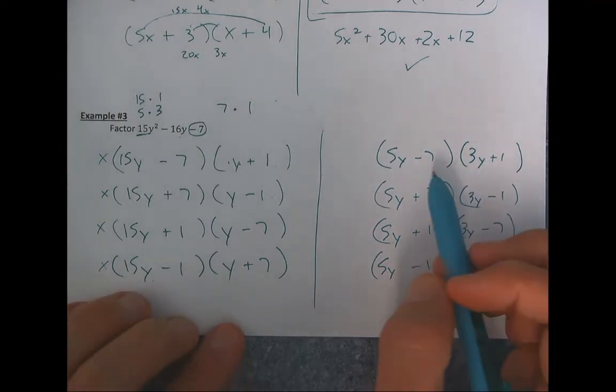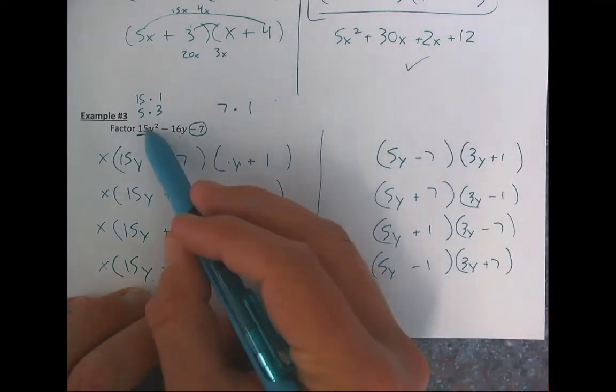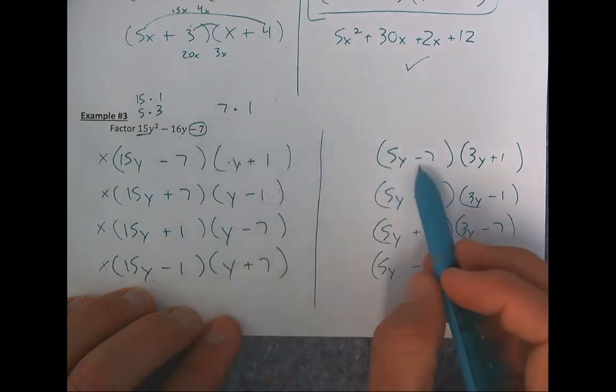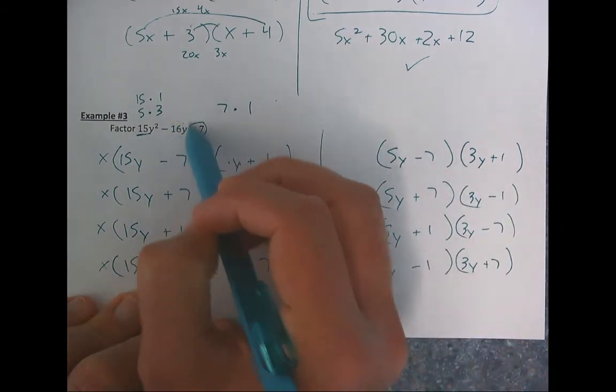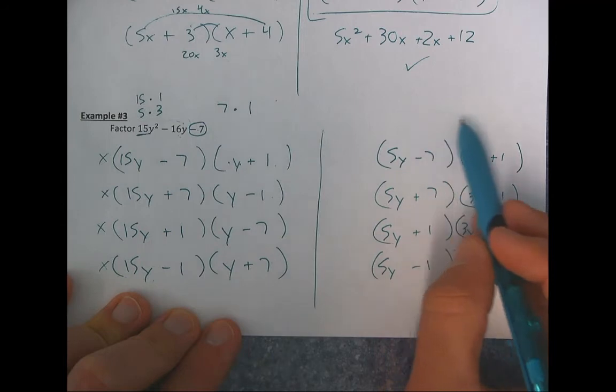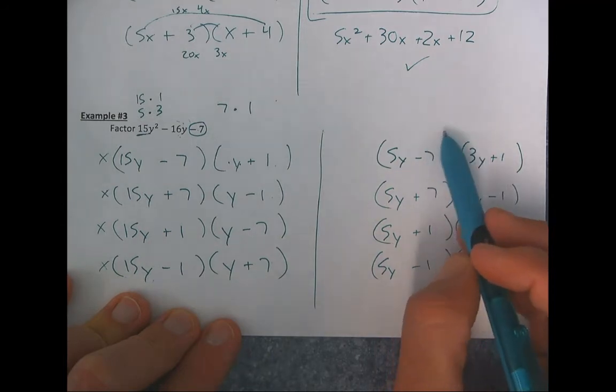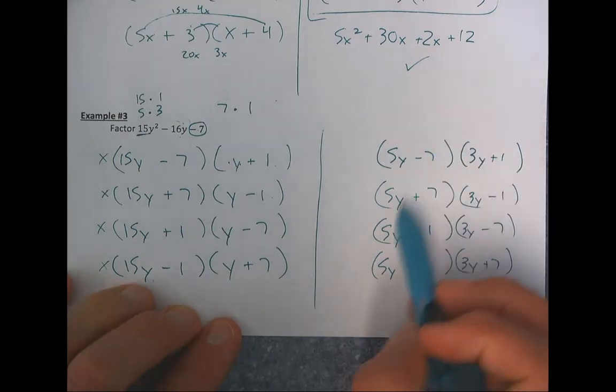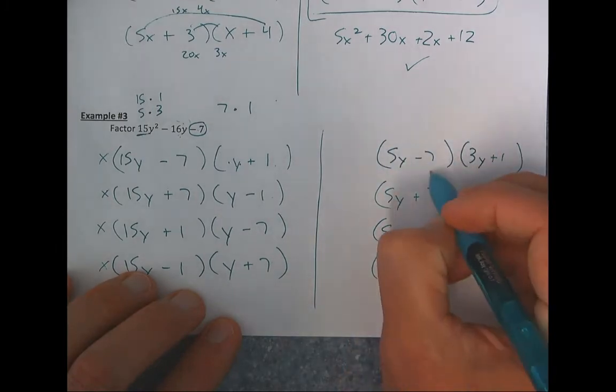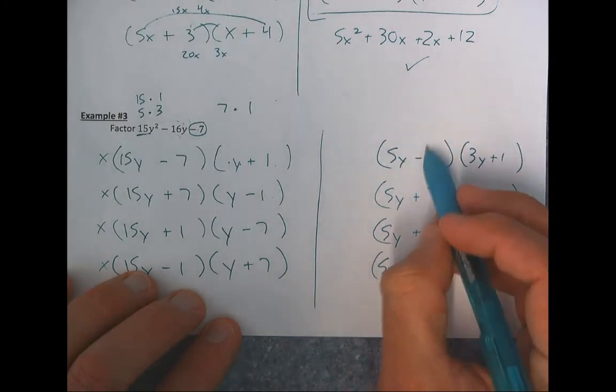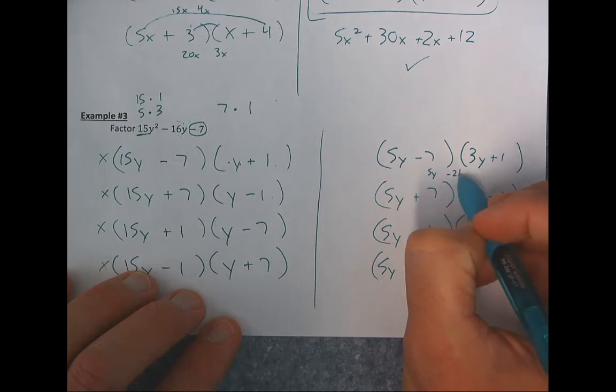All right, so now we got to go through these. Again, all of these create the perfect first term and the perfect last term, but we haven't found one yet that creates the middle term. So we're going to have a 5 times 1 and a 7 times 3, negative 3. So a 5 times 1 would be a 5y, and a negative 7 times 3 would be a negative 21y.